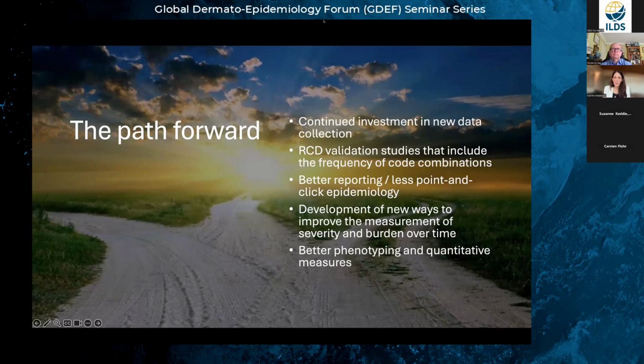We need better reporting, less point-and-click epidemiology. We have to rely on our journals and our peer editors to help enforce that. We need the development of new ways to measure severity and burden over time. And ideally, if we can make those captured by the routinely collected data, it will be easier to access them in large populations. And then I would argue as a final point that we need better phenotyping and quantitative measures.